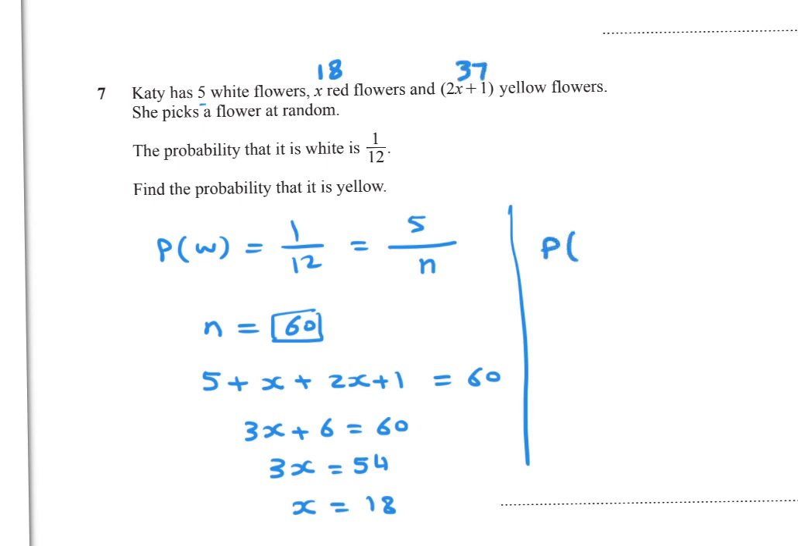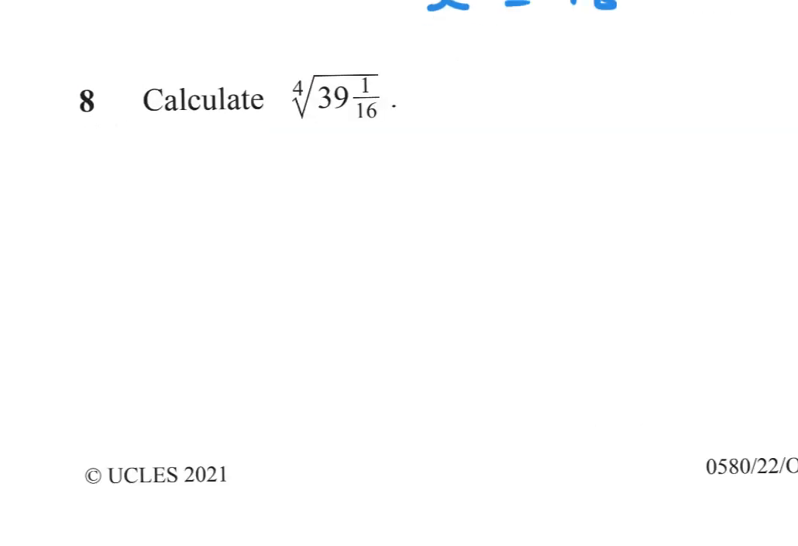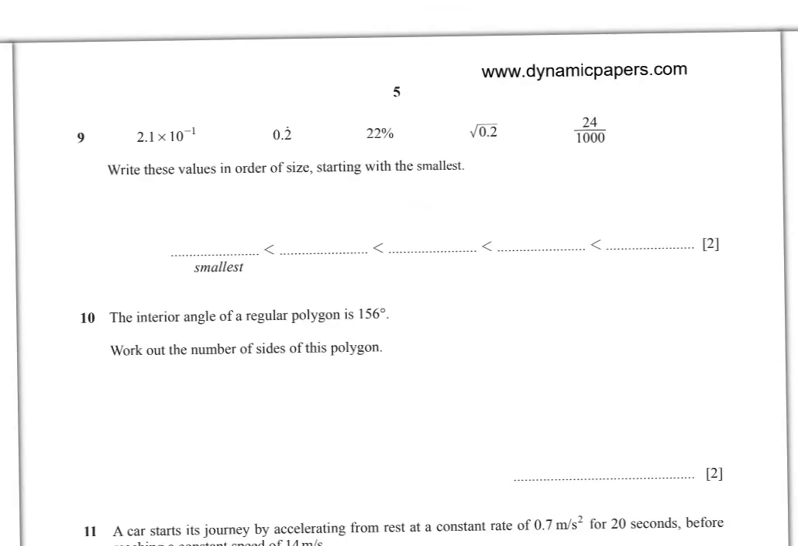So probability of yellow equals the number of yellow, which is 37, over the total, which is 60. Number 8, calculate the fourth root for the mixed number. So use your calculator to find the answer. The answer equals 2.5.